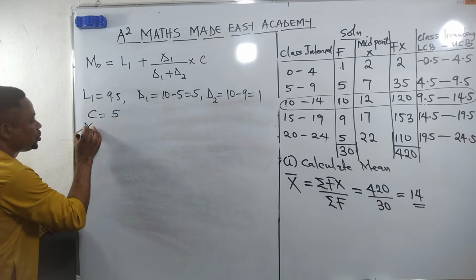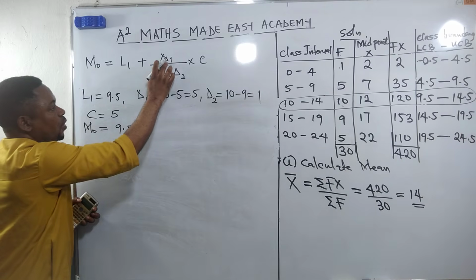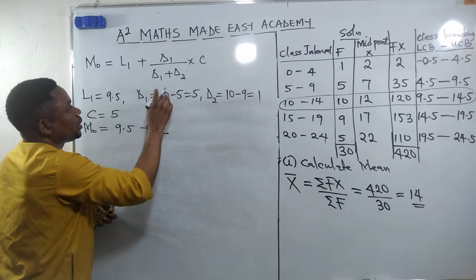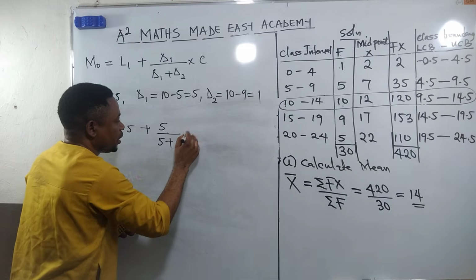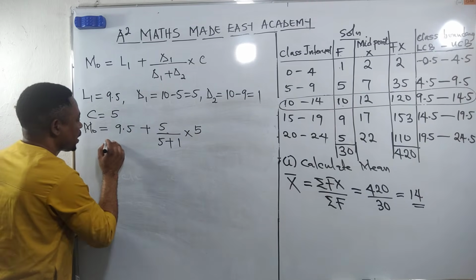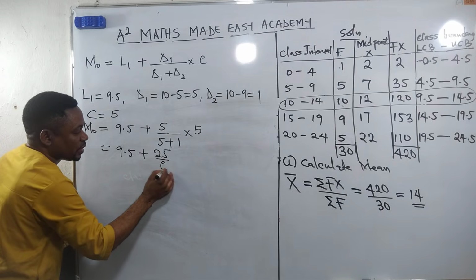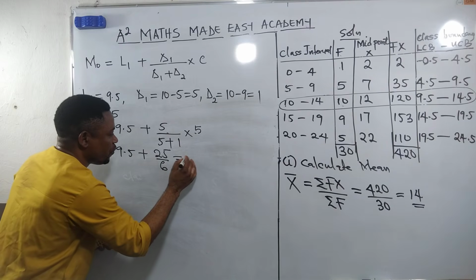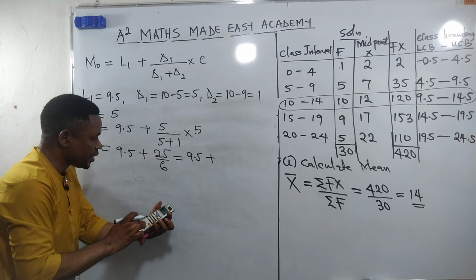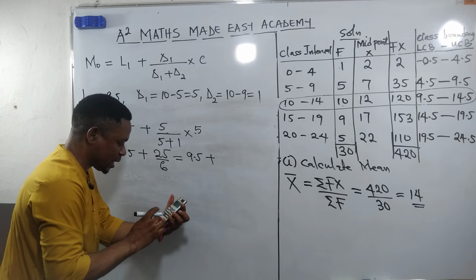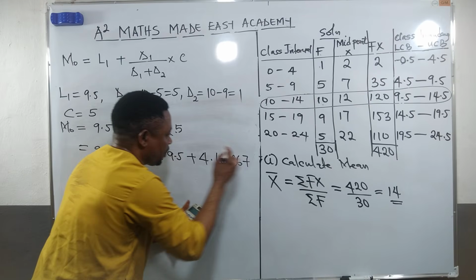Can we substitute? Mo is now equal to L1, 9.5, plus D1, which is 5, over D1, which is 5, plus D2, which is 1, times the class size, which is 5. So 9.5 plus 5 times 5 will give us 25, all over 6, because 5 plus 1 is 6. If you move ahead, we have 9.5 plus 25 divided by 6. The answer is 4.16666, let's say approximately 4.17.